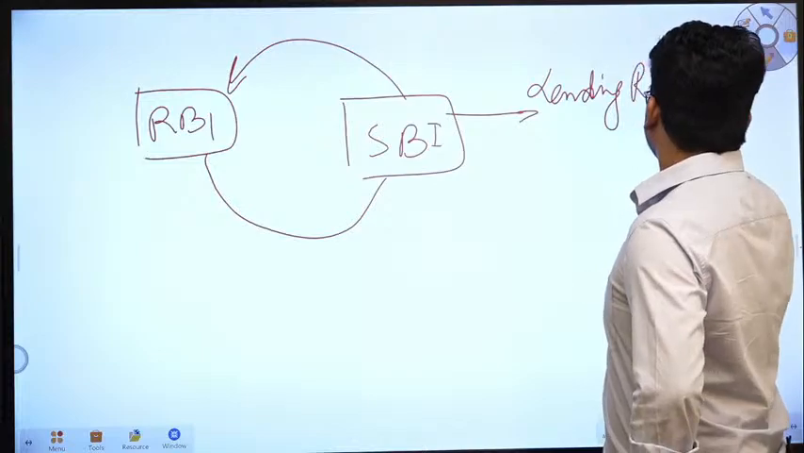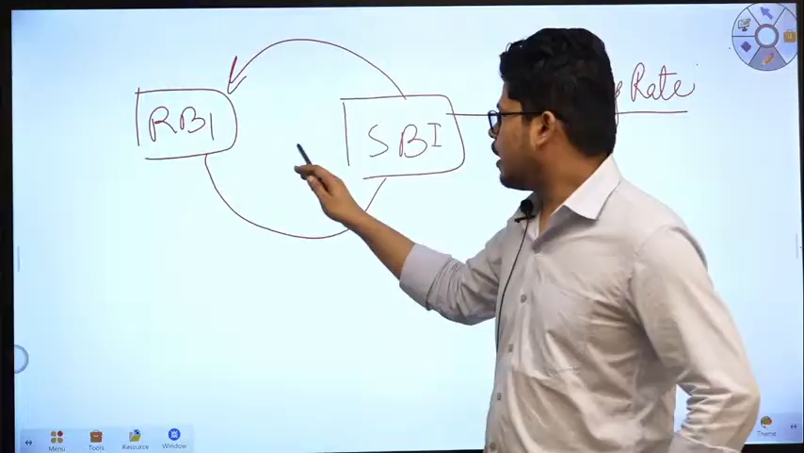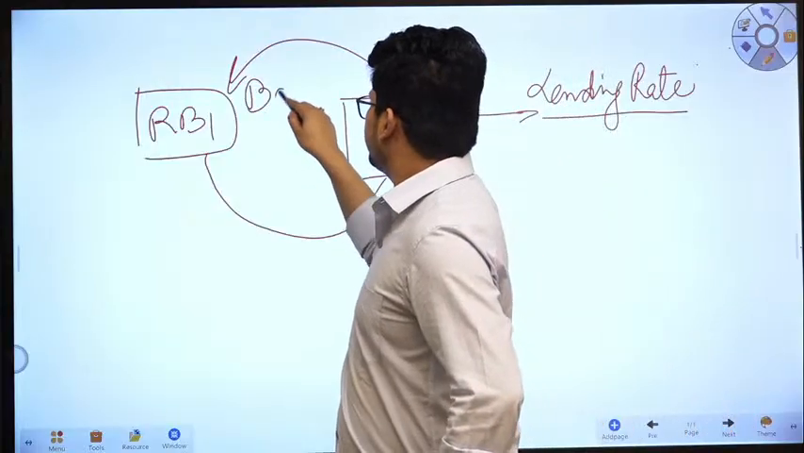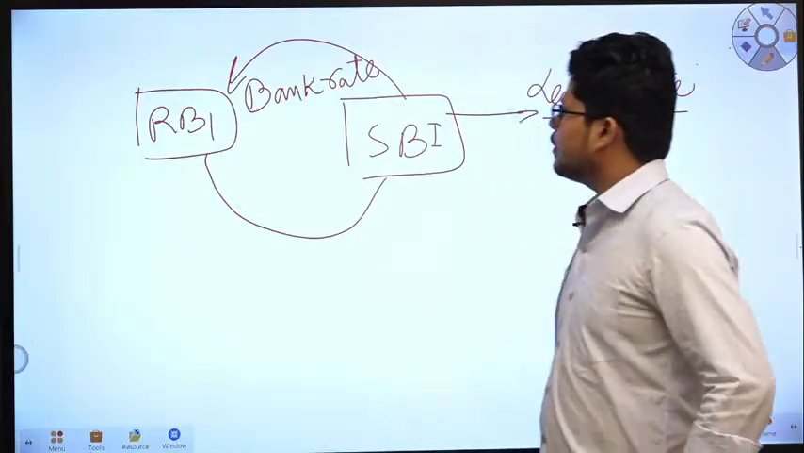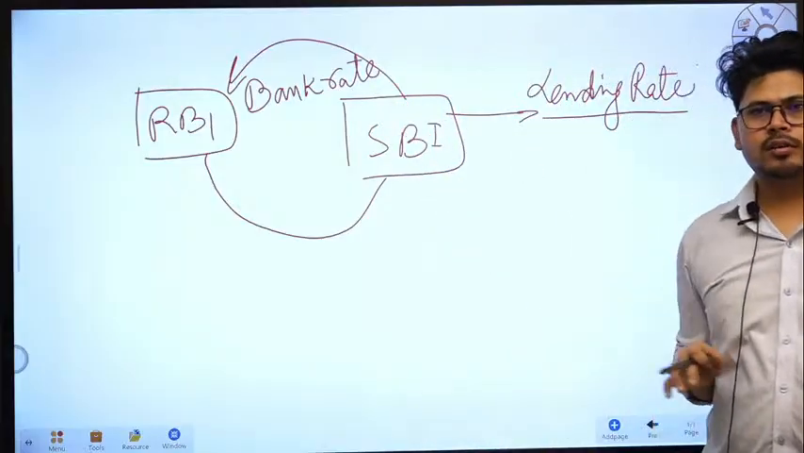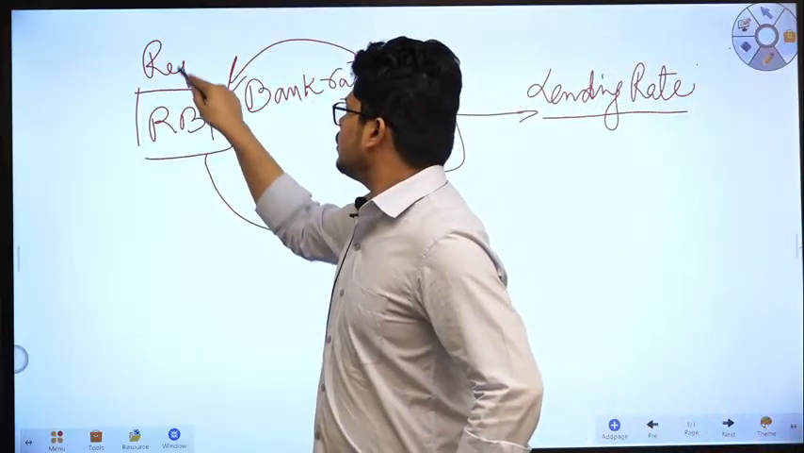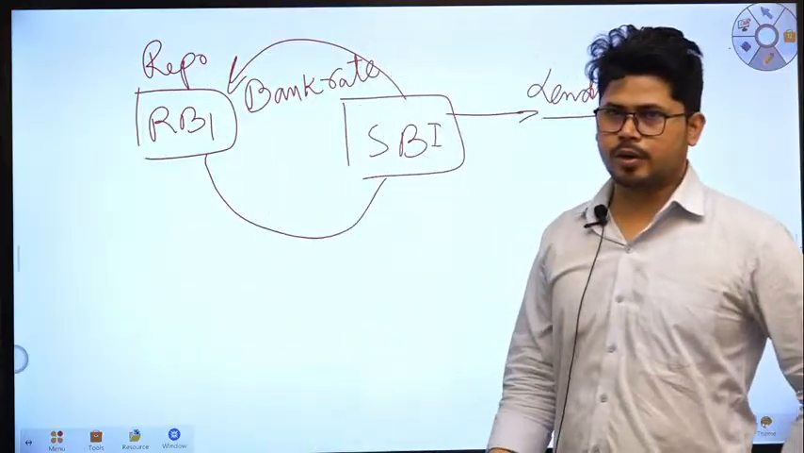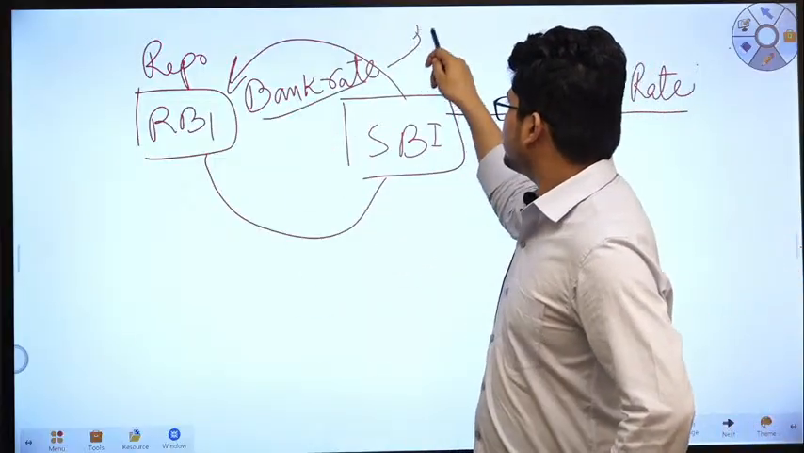Okay, for example SBI का जो lending rate है, for example पहले RBI यूज करता था बैंक रेट. Okay, bank rate was the policy for inflation control. Now RBI uses repo rate, repurchase obligation, repo rate. Bank rate was simple, bank rate RBI decide कर देता था.